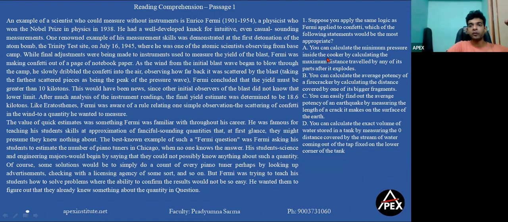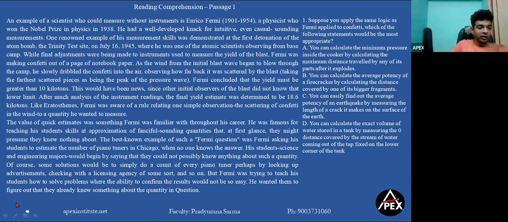Okay. So if we look at the first question: suppose you apply the same logic as Fermi applied to confetti, which of the following statements would be the most appropriate? A: You can calculate the minimum pressure inside the cooker by calculating the maximum distance traveled by any of its parts after it explodes. B: You can calculate the average potency of a firecracker by calculating the distance covered by one of its bigger fragments. C: You can easily figure out the average potency of an earthquake by measuring the length of crack it makes. D: You can calculate the exact volume of water stored in a tank by measuring the distance covered by the stream of water.